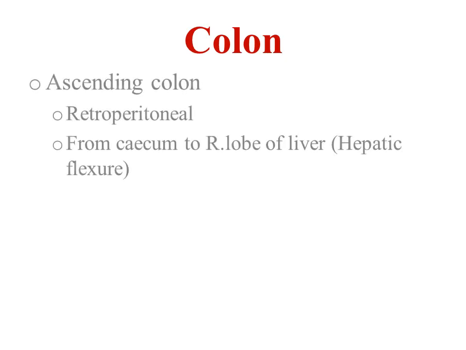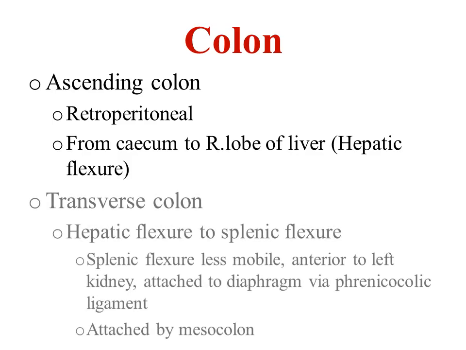The colon: we have the ascending colon. It is a completely retroperitoneal organ from the cecum to the right lobe of the liver, or the hepatic flexure. The transverse colon starts from the hepatic flexure to the splenic flexure.